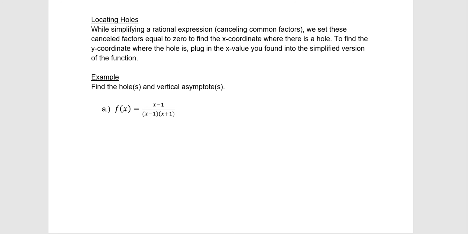When we're graphing these, we're going to want to find the y-coordinate where the hole is. We can't plug it into the original because then we'll be dividing by 0. We're going to plug the x value we found into the simplified version of the function. That'll give us the y-coordinate so we can graph it accurately.